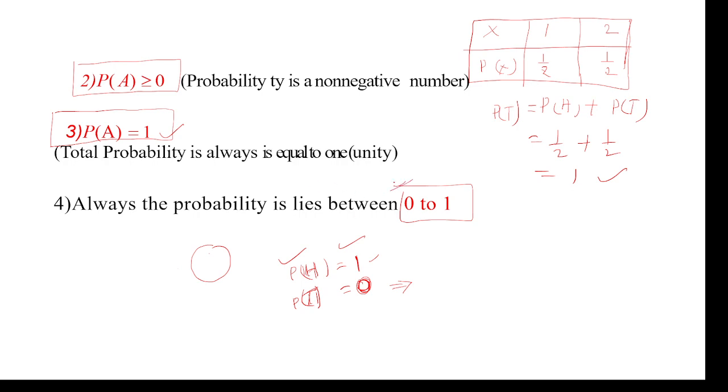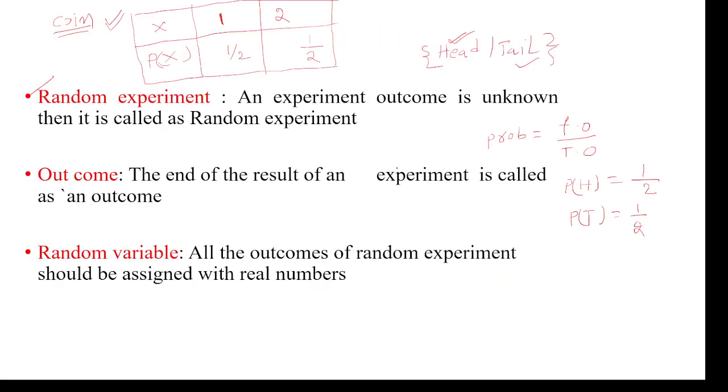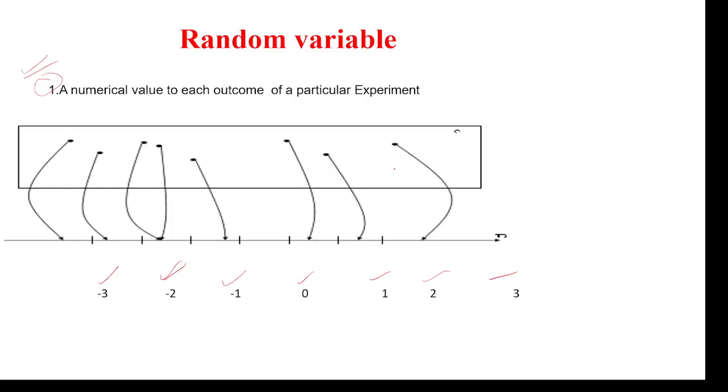These are the conditions for a function to be a random variable. All the outcomes of an experiment should be assigned real numbers.